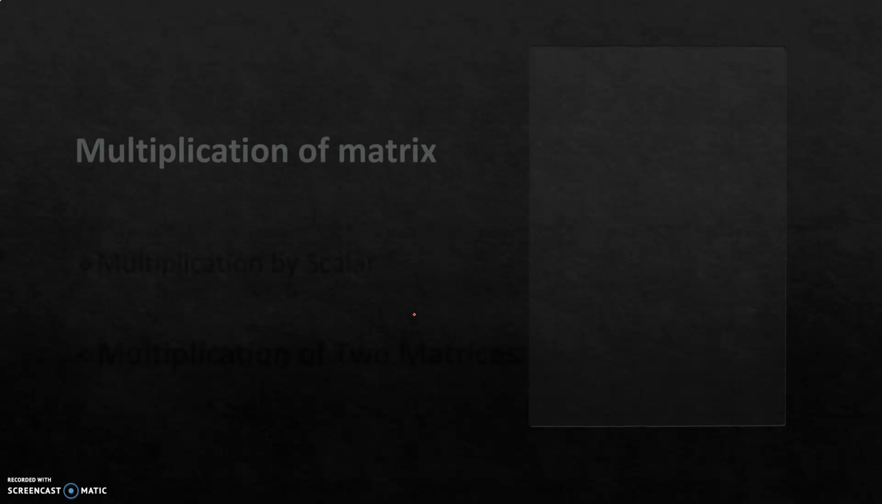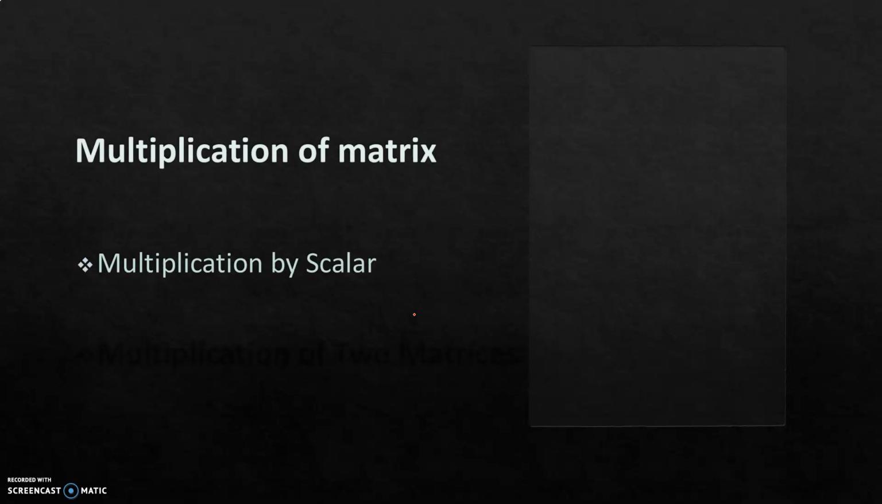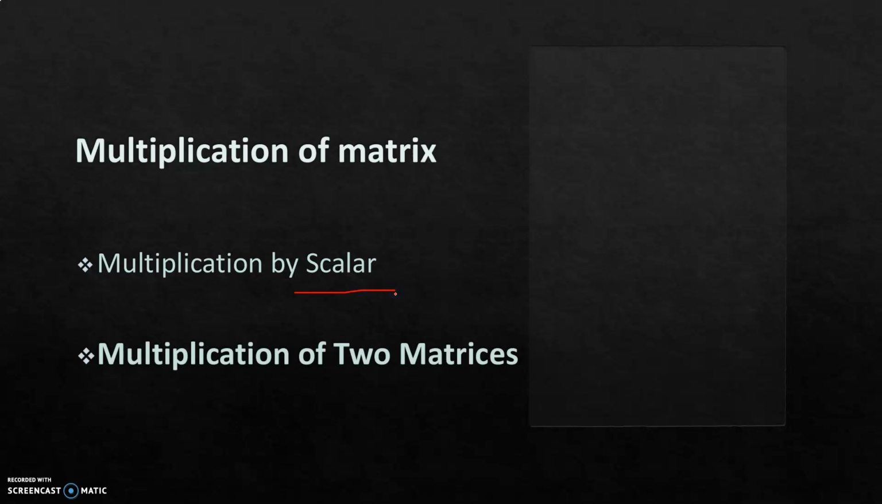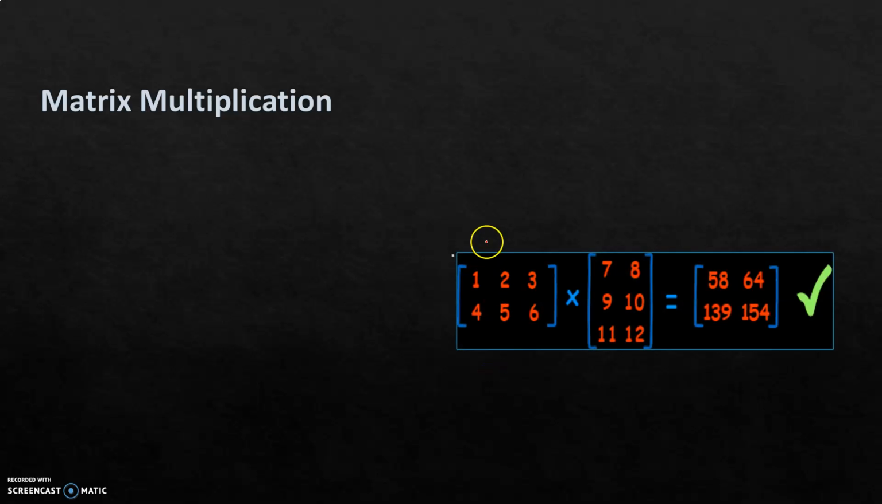Our topic for today is multiplication of matrices. Here is the first form: multiplication by a scalar. We already discussed this topic. So today we are going to discuss multiplication of two matrices, or matrix multiplication. Here is the first matrix and the second matrix, and here is the product of the two matrices. Let us check how it works.